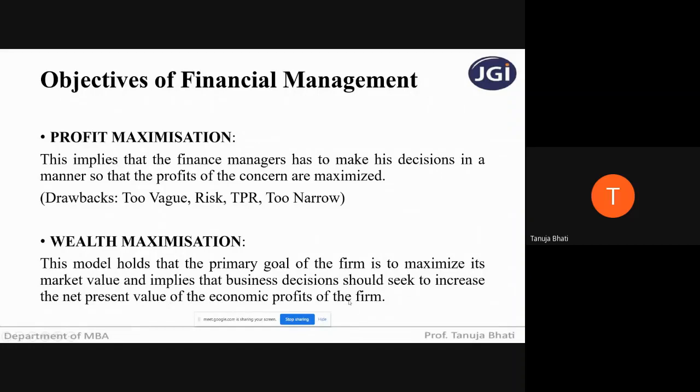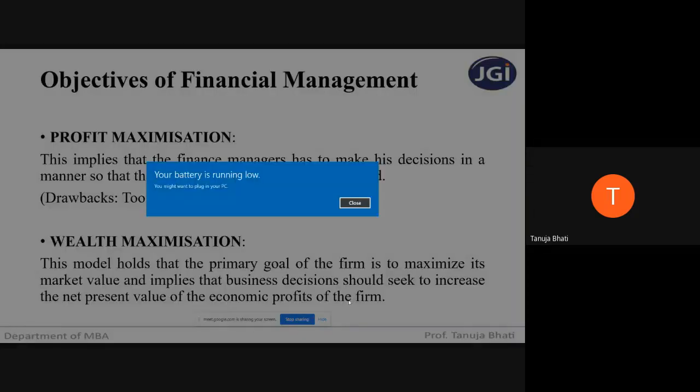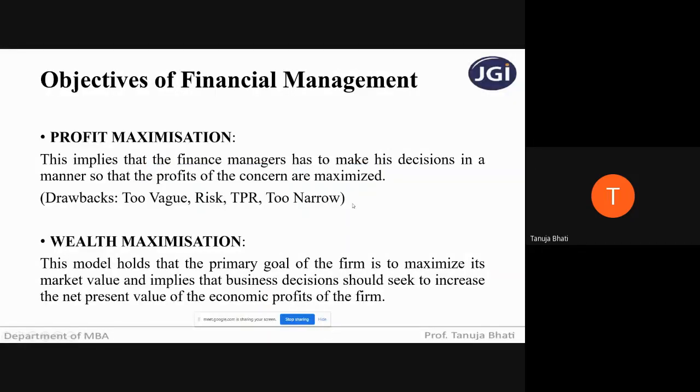So here basically shareholders' wealth, the company tries to maximize the shareholders' value in the market, to gain the market value, to gain the goodwill in the market. So here the main objective of the company is to increase the wealth not only internally but also externally in the market, which has been ignored in profit maximization.